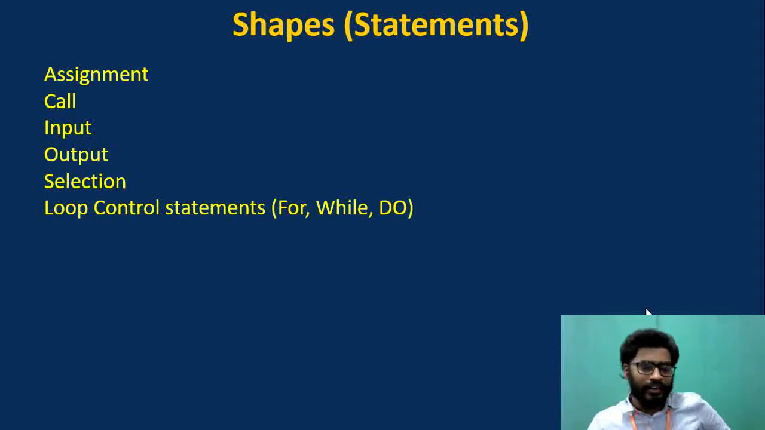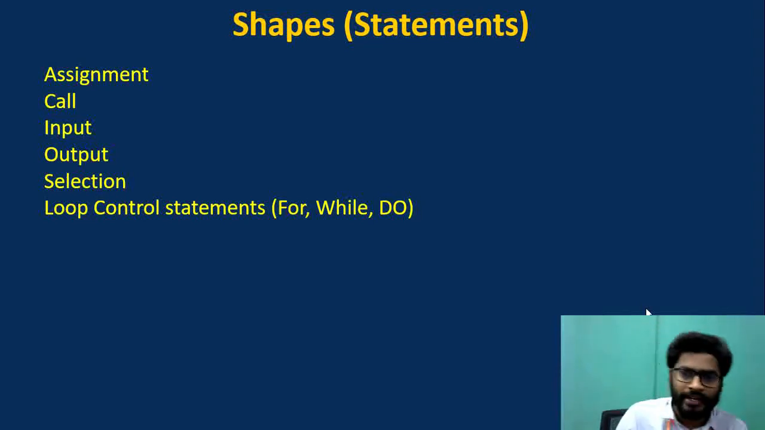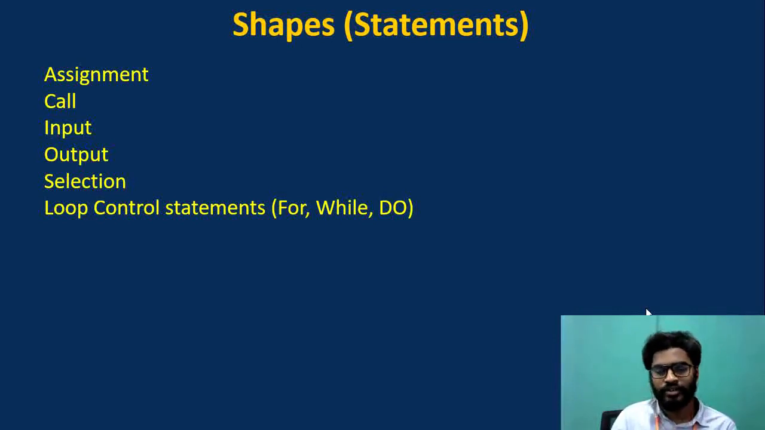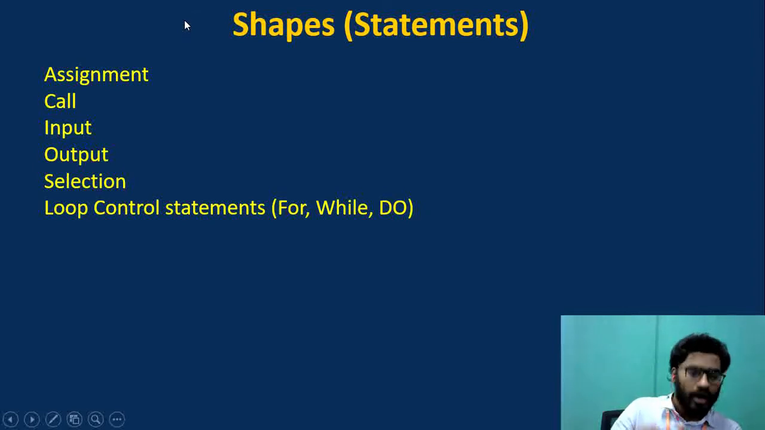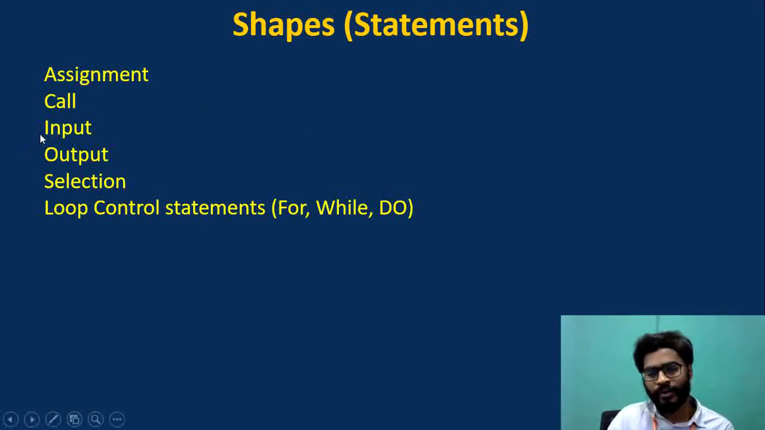These are some of the statements, or shapes, provided by the Flowgorithm tool. These statements are also provided by the Raptor tool. The first one is the assignment tool. This is for assigning a value to any variable or to execute a mathematical expression. The call statement is used to call other flowcharts or any modules if you have. The input statement is used to read the input, and the output is to produce the output.